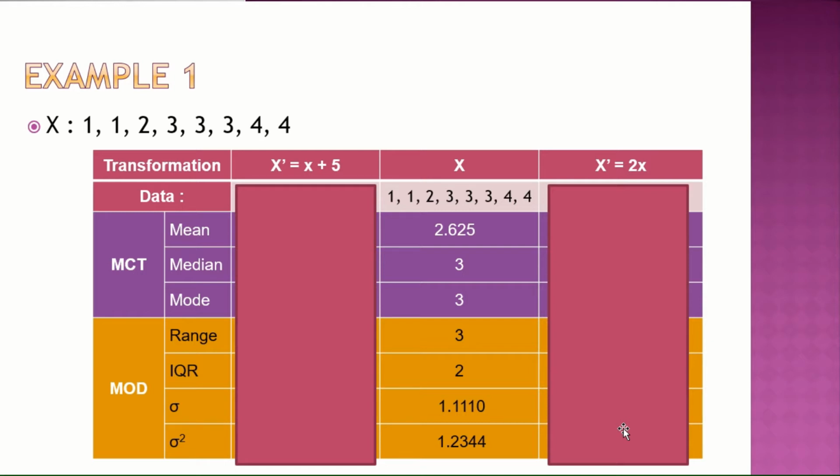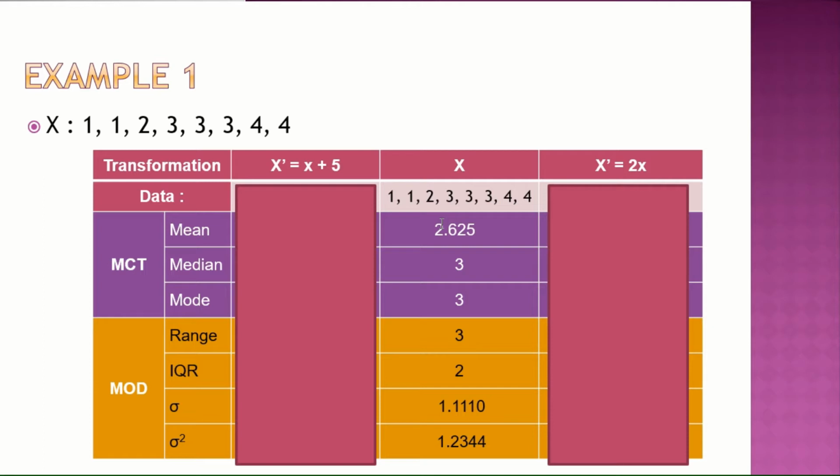Okay, so now what I want you to do is try this table here. What they are doing here is they've given you the original data, 1, 1, 2, 3, 3, 3, 4, 4. On the left, they want you to plus 5. On the right, they want you to times 2. So please don't go and recalculate everything. You just find the original values first, like what you see in the middle here. This is the original mean, original median, original mode based on this original data. Original range, interquartile range, variance, and standard deviation.